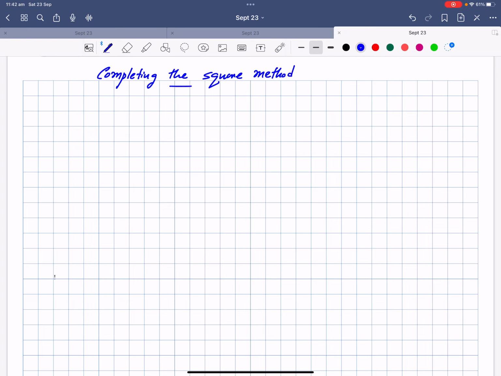So in general, we can have y is equal to ax squared plus bx plus c. To do the completing the square, you have to take a out, so the coefficient in front of x squared should be 1. So it should be x squared plus b divided by a, x plus c divided by a. All good.